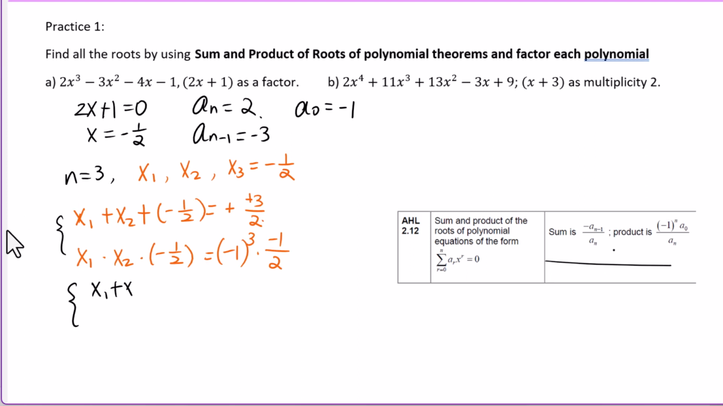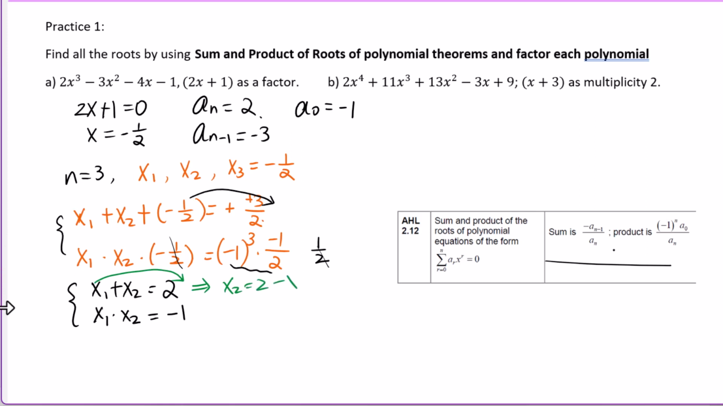x1 + x2 = 2. x1 times x2, dividing by 1/2 for both sides, equals -1. Then x2 = 2 - x1. Then we plug into this equation: x1 times (2 - x1) equals -1.